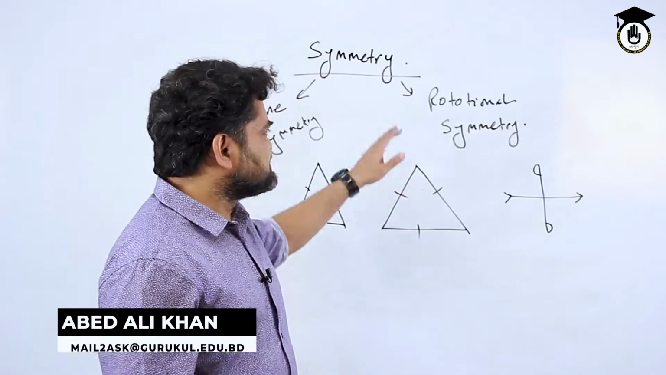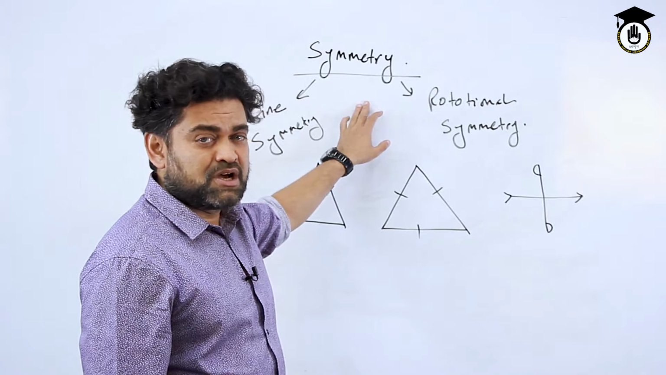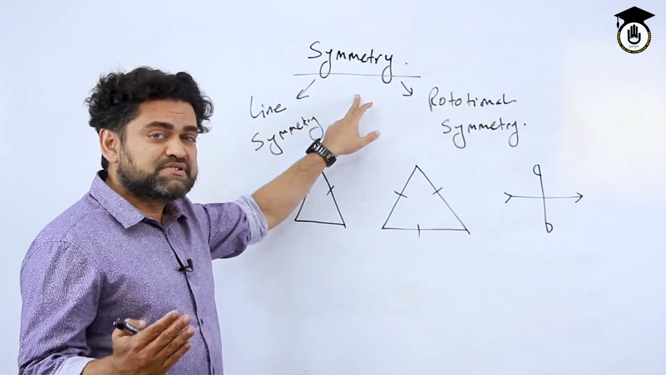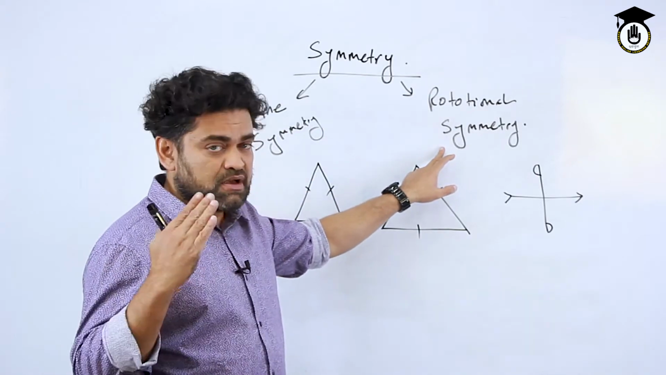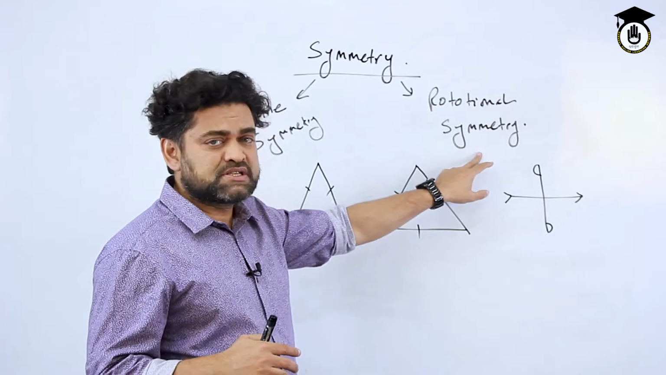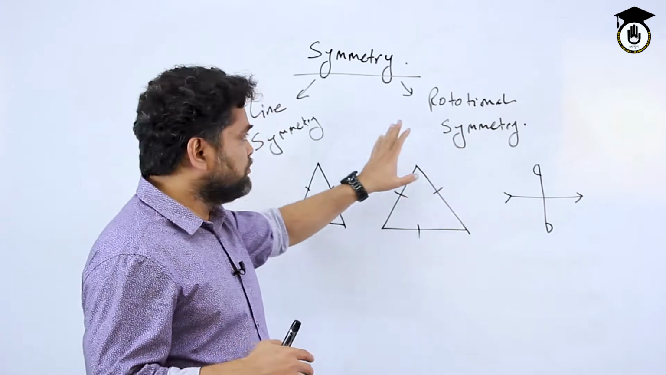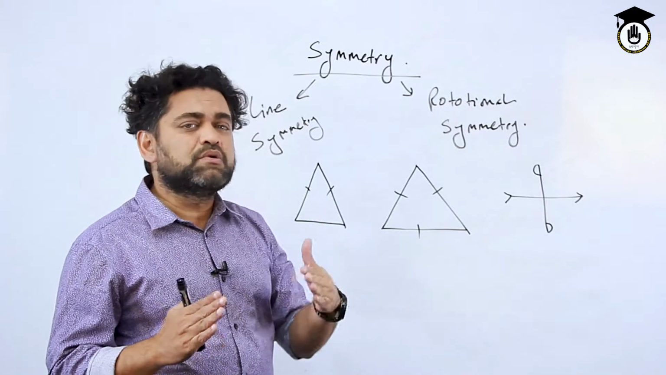So today I will discuss symmetry. In math geometry, it's also a very important topic. In order to solve symmetry, we have to think about two things. We always need to keep the concept of two things in mind. One is line symmetry, another one is rotational symmetry. Normally we say that symmetry means we make the two parts in equal halves.